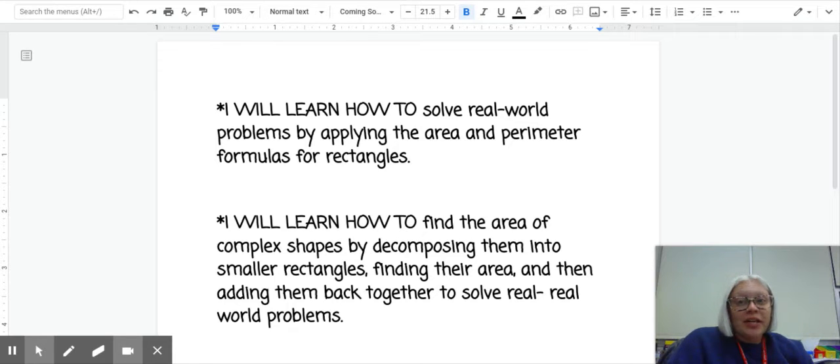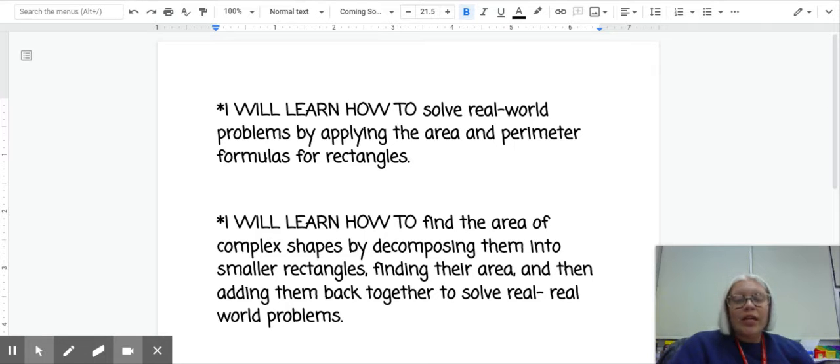This is going to be related to our math standard that we have been working on, which is really long. It's not going to make a lot of sense when I read it to you, but basically, it has to do with applying the formula to figure out the perimeter of a shape and the area of a shape.